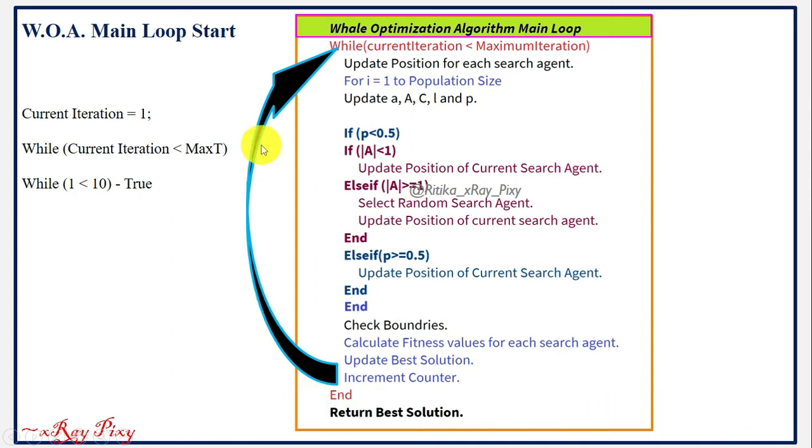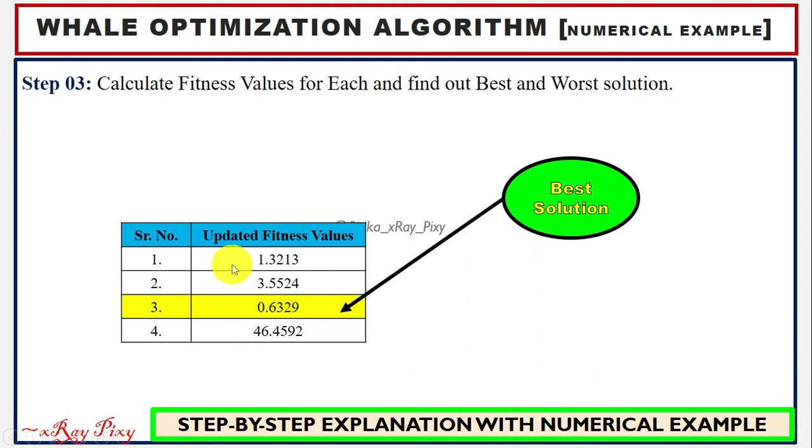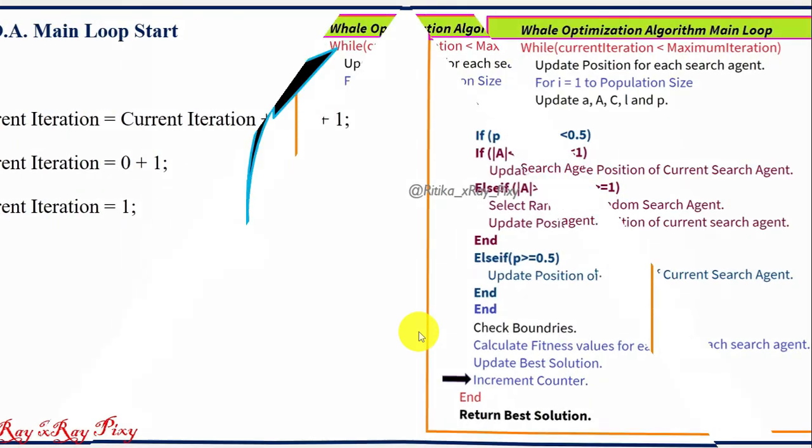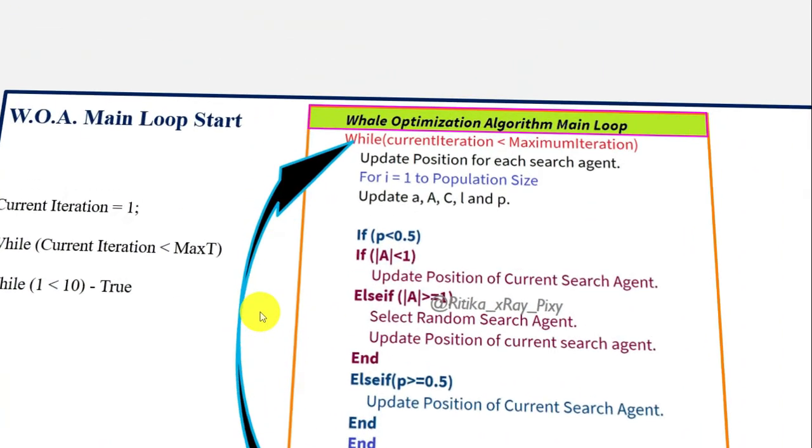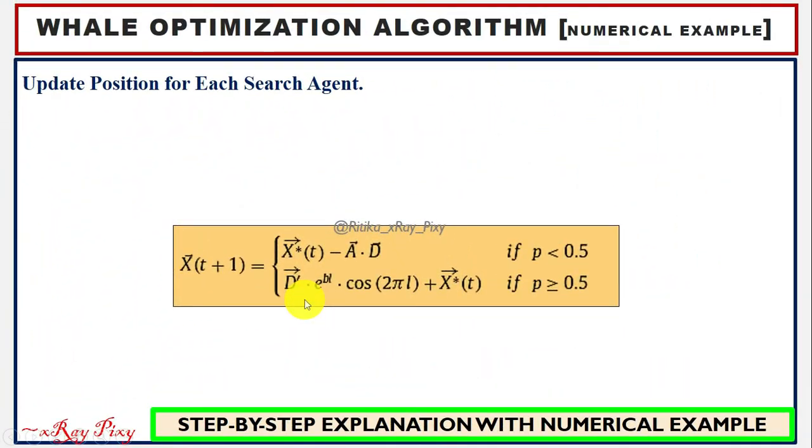So we will repeat this loop until we match the stopping criteria, and when this stopping criteria is matched, we will return the best solution that we got in the previous iteration. For example, right now best solution is this one, 0.6329. So like that, we'll repeat this loop until we meet the stopping criteria, and when we meet the stopping criteria, we will display the best solution that we got in the previous iteration, and we can use this mathematical model to update the position for the search agents.